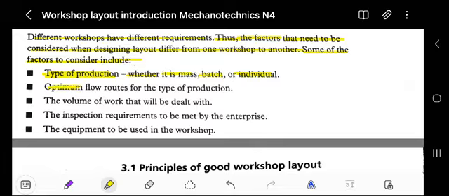Optimum flow rate for types of production. See, the volume of work that will be dealt with corresponds with the production. The volume of work will depend on whether it's individual, batch, or mass.